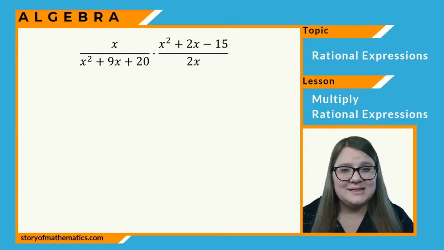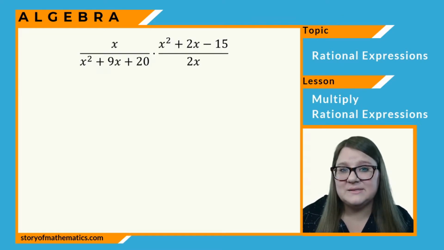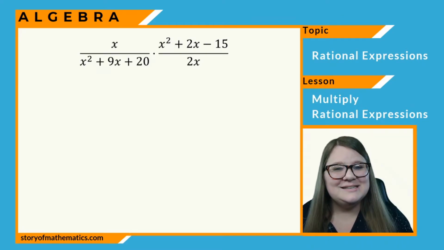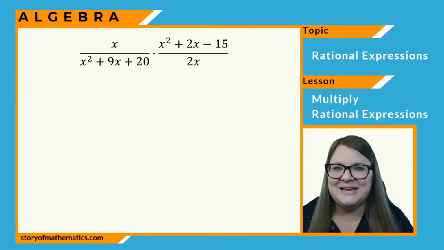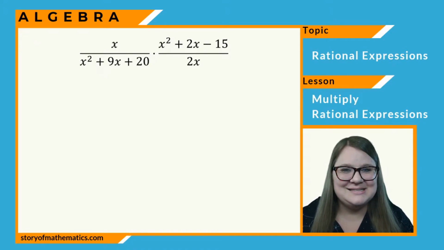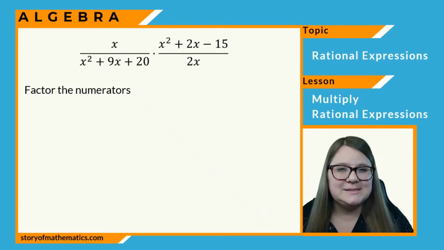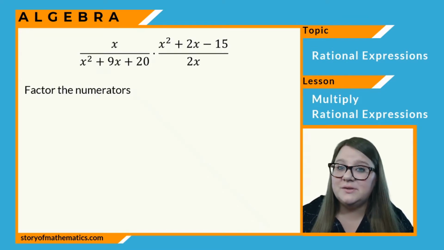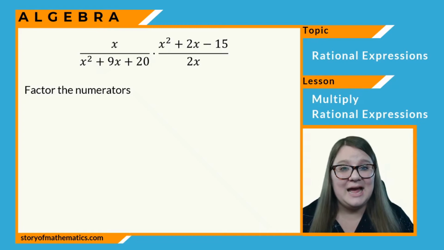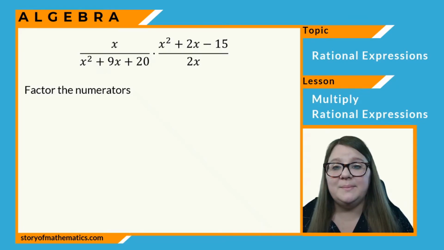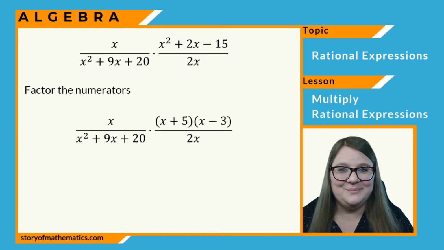So let's take a look at this example. x over x squared plus 9x plus 20 times x squared plus 2x minus 15 over 2x. So we're going to start by factoring out the numerators. In this case, that's just the second numerator. And we need to find two numbers that multiply to negative 15 and add to 2. Those two numbers are going to be positive 5 and negative 3.